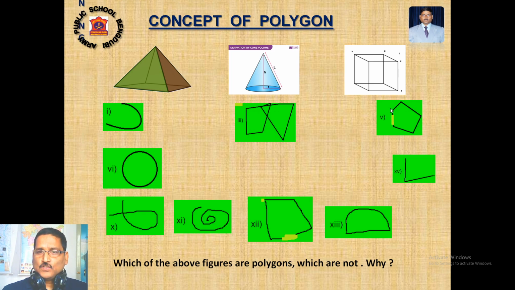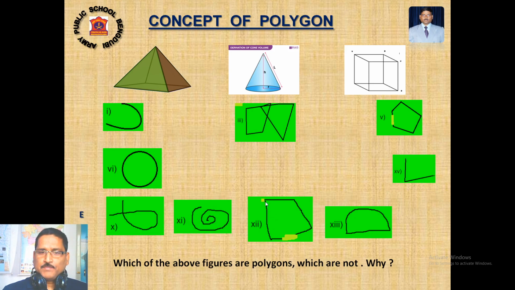This is also made by line segments but open, this portion is not joined. Circle is a closed curved figure, but the circle is not made by line segments, that's why a circle is not a polygon. This is an angle, it is made by line segments but open, these two ends are not joined, so an angle will not be a polygon. This is also a closed curved figure, not made by line segments, and it is not a polygon. This shape, spiral, is also not a polygon.